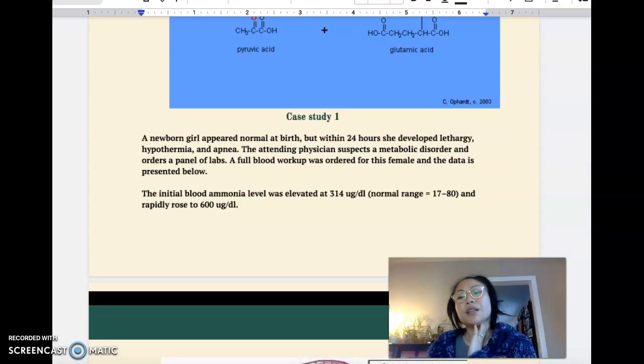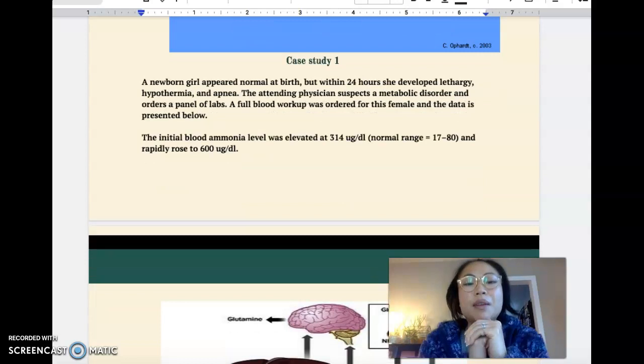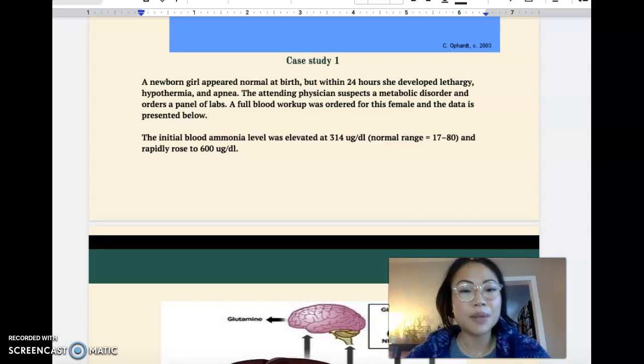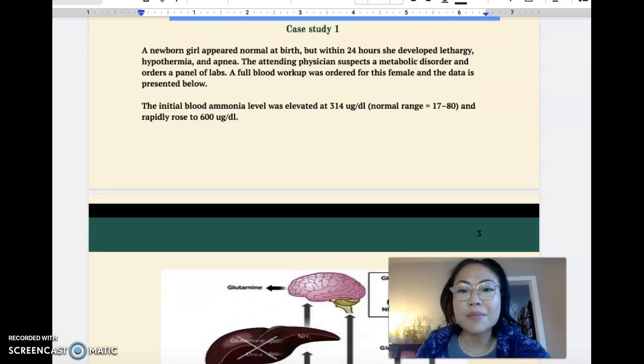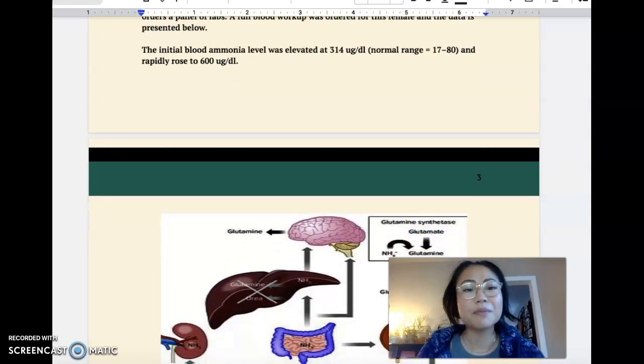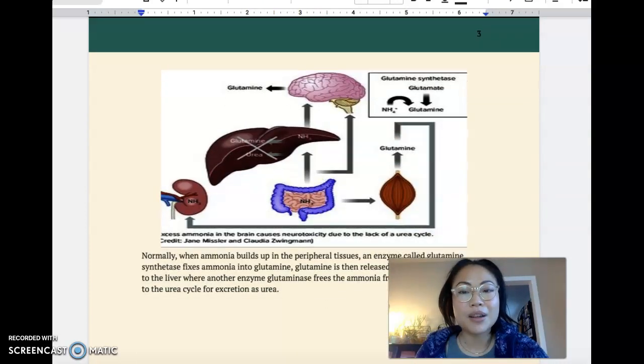So in the first case study, we have a newborn baby that was normal at birth. Within 24 hours, she starts to become lethargic, hypothermic, and apneic. The attending physician suspects a metabolic disorder and orders a panel of labs. The blood work comes back with an elevated ammonia level at 314 and rapidly rose to 600. So this tells you that either the baby is not excreting ammonia properly or there's a dysfunction that's causing too much buildup.